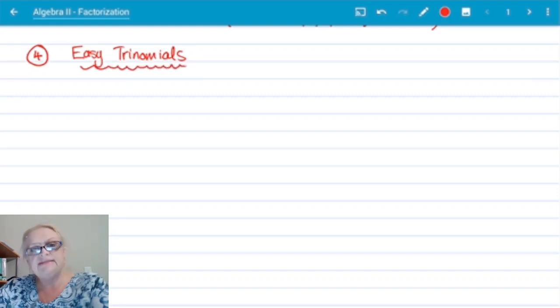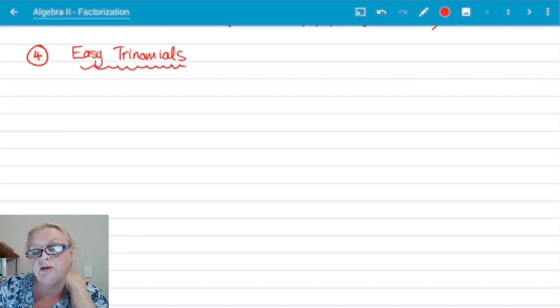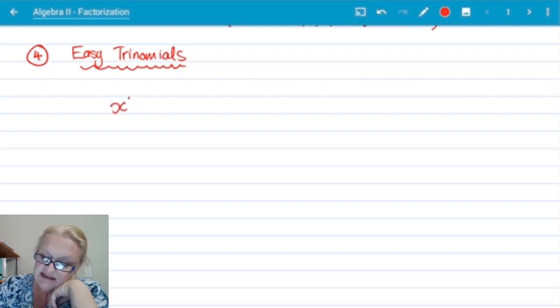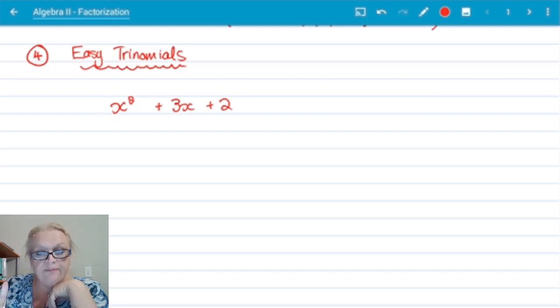What would qualify something as being an easy trinomial is when our leading coefficient is a 1. So let's take something like x squared plus 3x plus 2. The leading coefficient of the very first term is a 1. And if it's a 1, we can call it an easy trinomial.